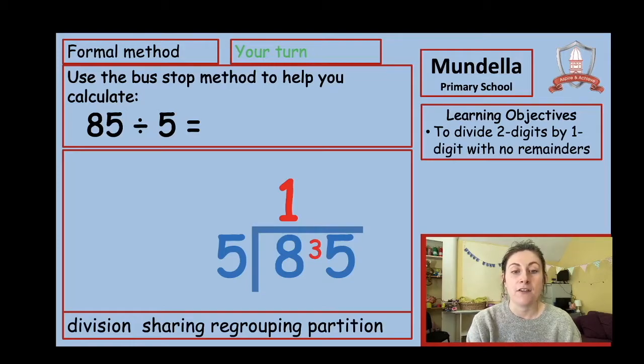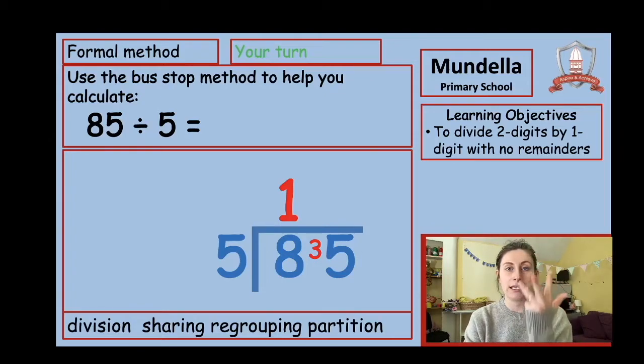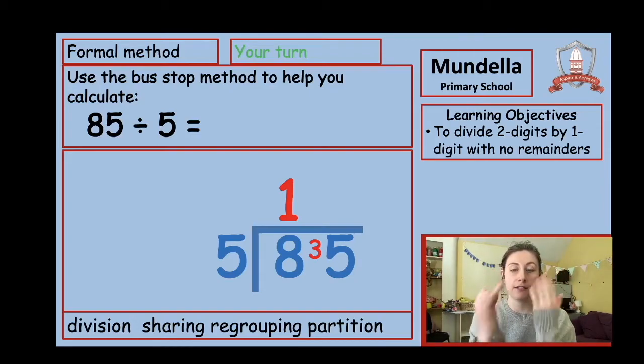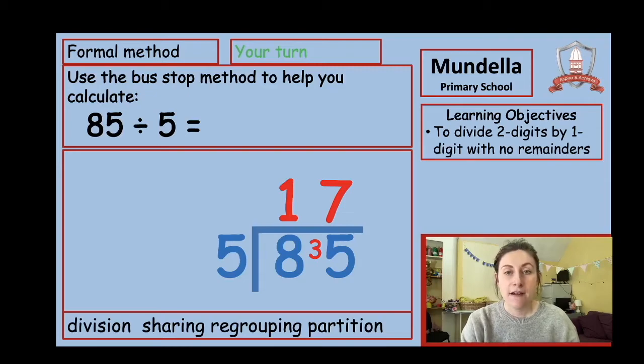So now we're seeing how many 5s go into 35. So let's count together. 5, 10, 15, 20, 25, 30, 35. It goes in 7 times. So 85 divided by 5 is 17. Well done. Okay, if you found that a bit tricky, watch this clip back of my examples.